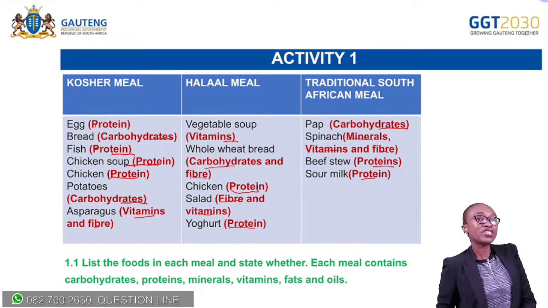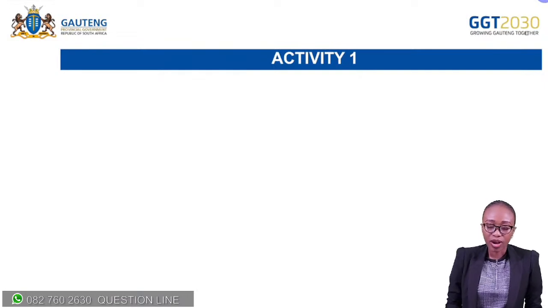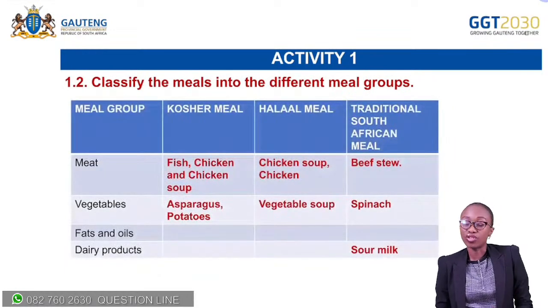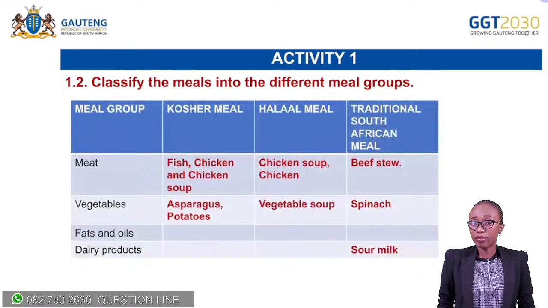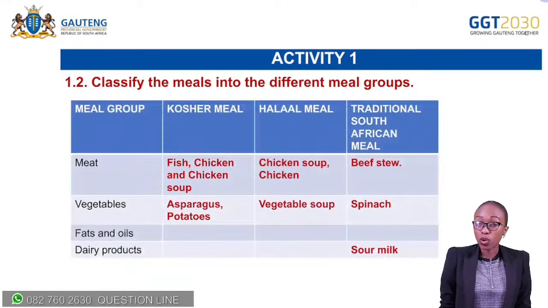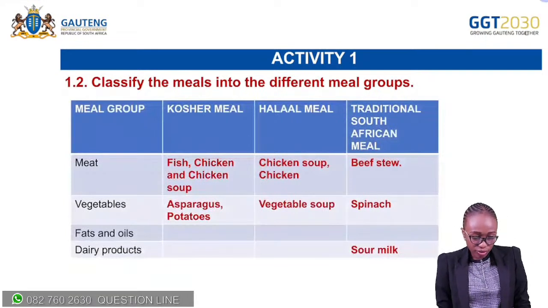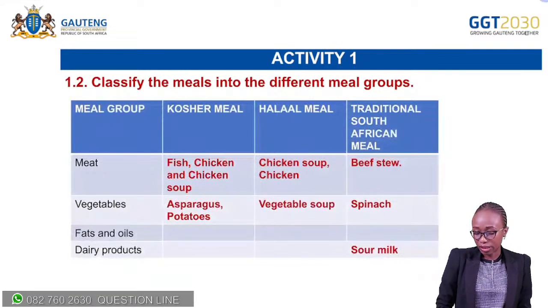Let's look at the solutions together. Right, so we have the meal groups: kosher meal, halal meal, and the traditional meal. These are the different kinds of foods that we found in the different meals. So let's classify them into their different food groups. We've got meat, vegetables, fats and oils, and dairy products. For the kosher meal, we had fish, chicken, and chicken soup. Where do we classify those? We'll put them under meat.